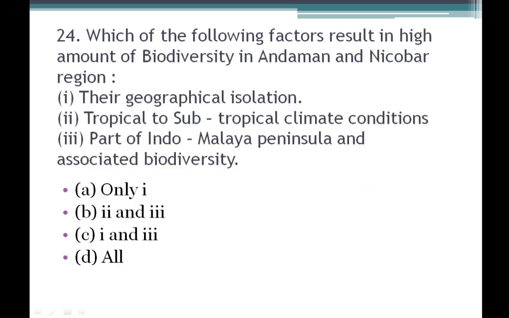Question number 24. Which of the following factors result in high amount of biodiversity in Andaman and Nicobar region? Number 1. Their geographical isolation. Number 2. Tropical to subtropical climate conditions. Number 3. Part of Indo-Malaya Peninsula and associated biodiversity. So the correct option is option C, that is 1 and 3. Second statement is incorrect because only tropical climate conditions are found in Andaman and Nicobar region, not subtropical.